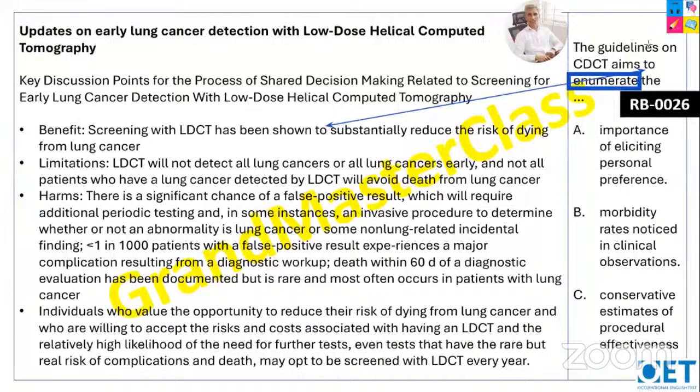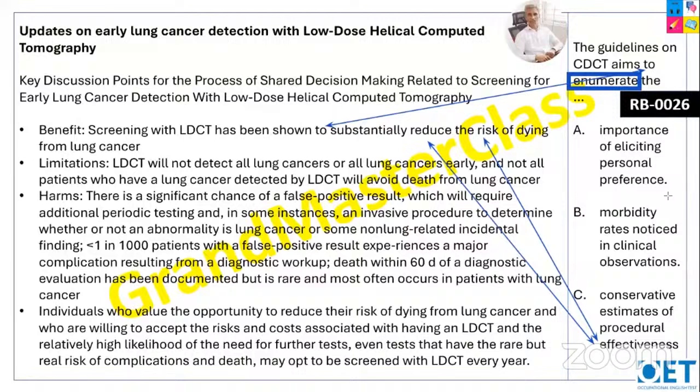To enumerate, the guidelines of the CDCT aim to enumerate the benefit. So this is reducing the risk of dying. This is effectiveness. Reducing the risk is effectiveness. Reducing risk is nothing but effectiveness. If it is not reducing the risk, and the risk is increasing or remaining as it is, that means the more the reduction of risk, the higher the effectiveness of the procedure. So that's very simple as that.